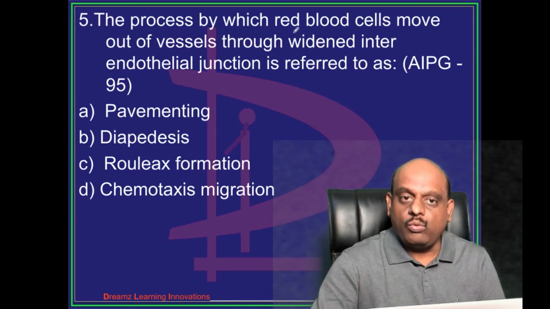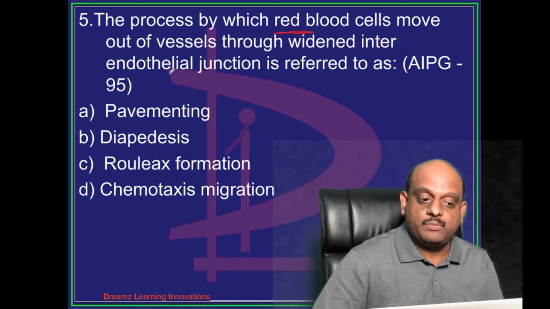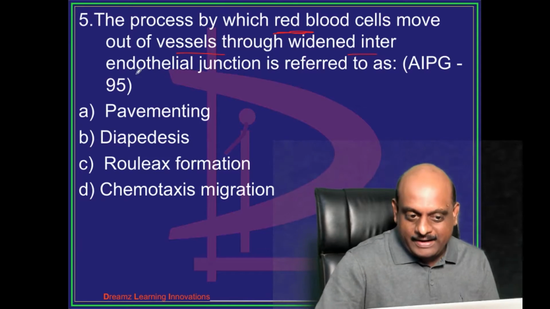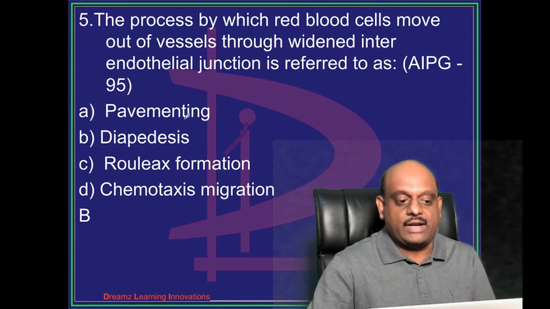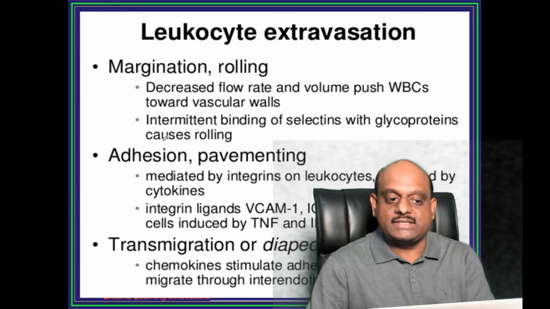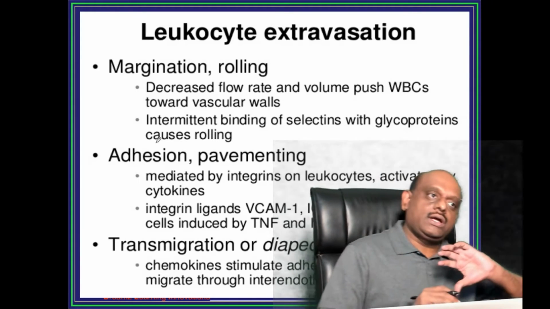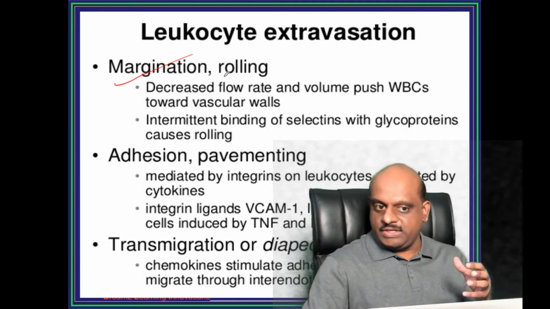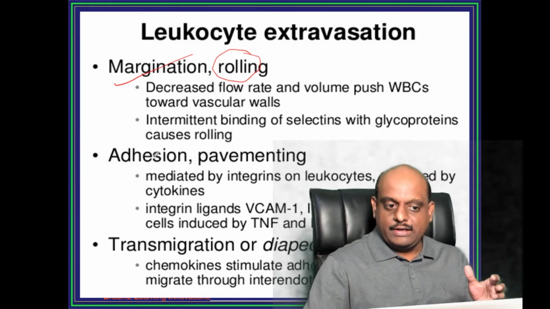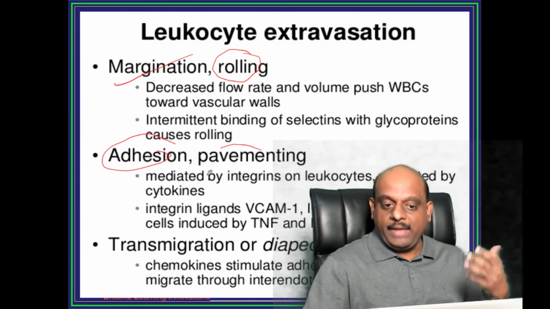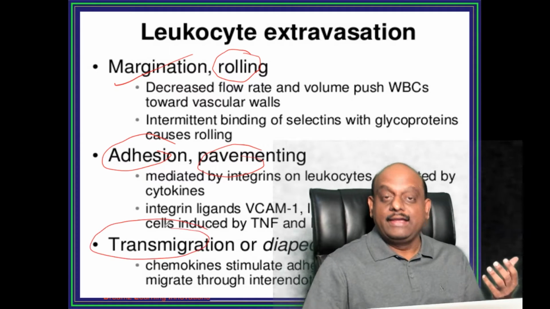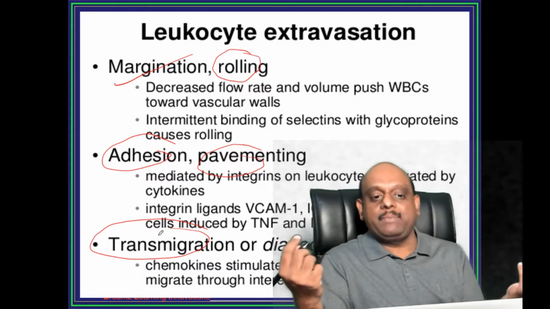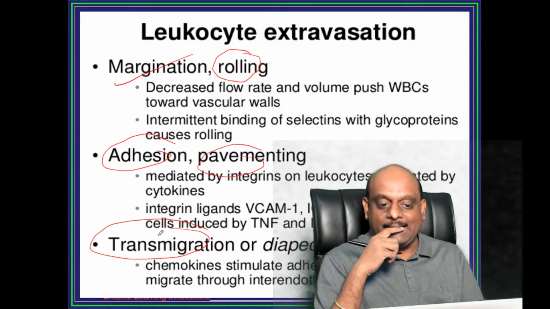Now, what is the process by which the RBCs move out of the vessels through the interendothelial junction? What is that called as? It is called diapedesis. So how do the leukocytes extravasate, doctor? First they undergo margination, they undergo rolling, then adhesion and pavementing, and ultimately they will be transmigrating, which is called as the diapedesis, is what you need to remember.